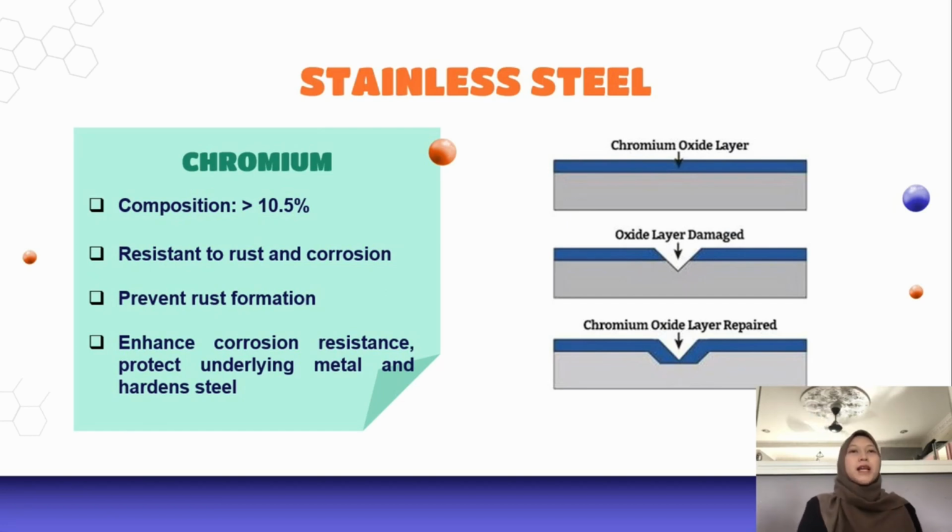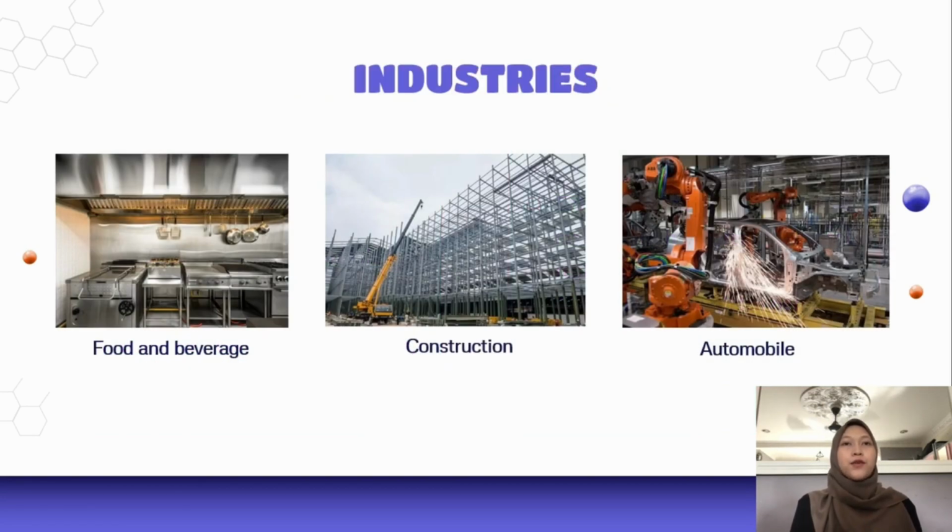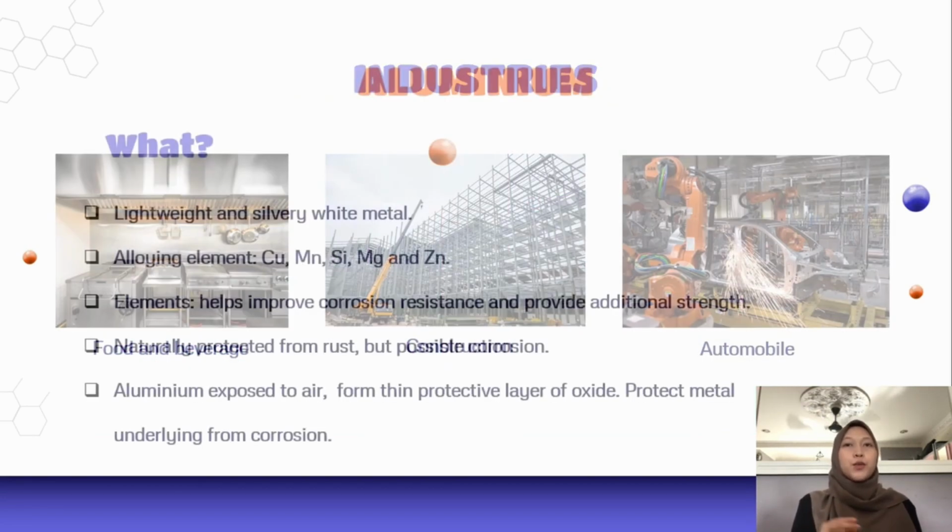Besides, when nickel is added to stainless steel, it enhances an extremely sturdy and ductile metal with great impact resistance and the ability to tolerate high temperature. Stainless steel is commonly used in the food and beverage, construction, and automobile industries.